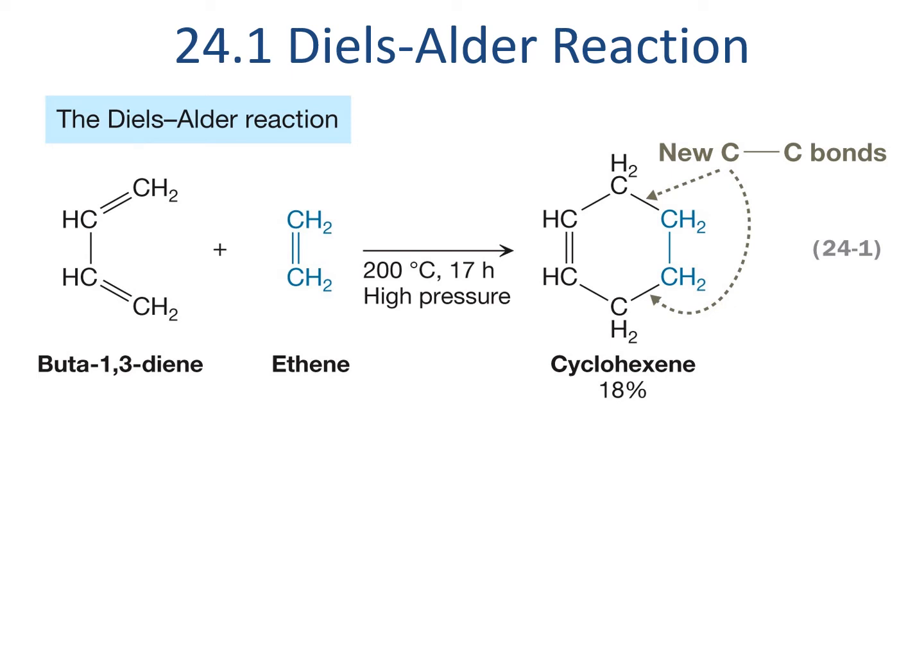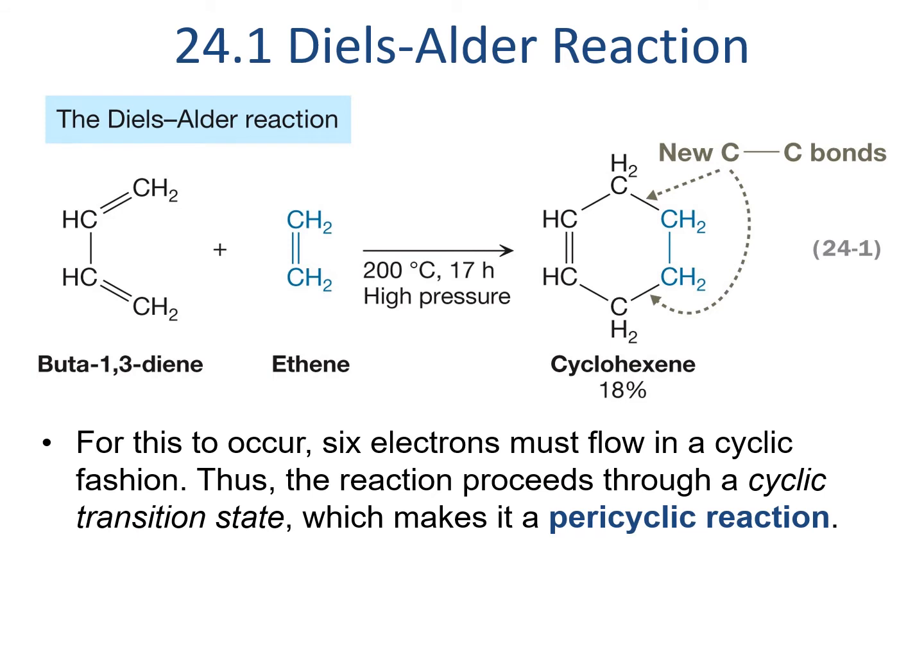Okay, so here's the thing that's crazy. We can react butadiene with ethene to form a ring between the two molecules. Madness. There's no nucleophile, there's no electrophile, everyone has COVID-19, and the world descends into chaos. This reaction requires simultaneous motions of electrons around a ring through a cyclic transition state.